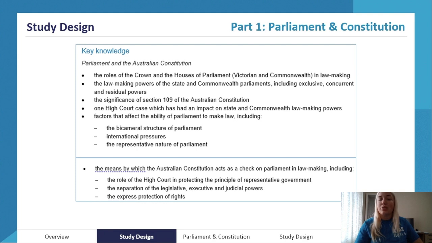For Parliament and the Australian Constitution, which is our part one, you need to know the roles of the Crown and the Houses of Parliament in lawmaking, and that includes both Victorian and Commonwealth. There is a lot of overlap between these roles, but you also need to be able to differentiate between the upper house and the lower house. You also need to know the lawmaking powers of the state and Commonwealth parliaments, including exclusive, concurrent, and residual powers. Obviously, this includes being able to provide some examples of each, not only just a definition.